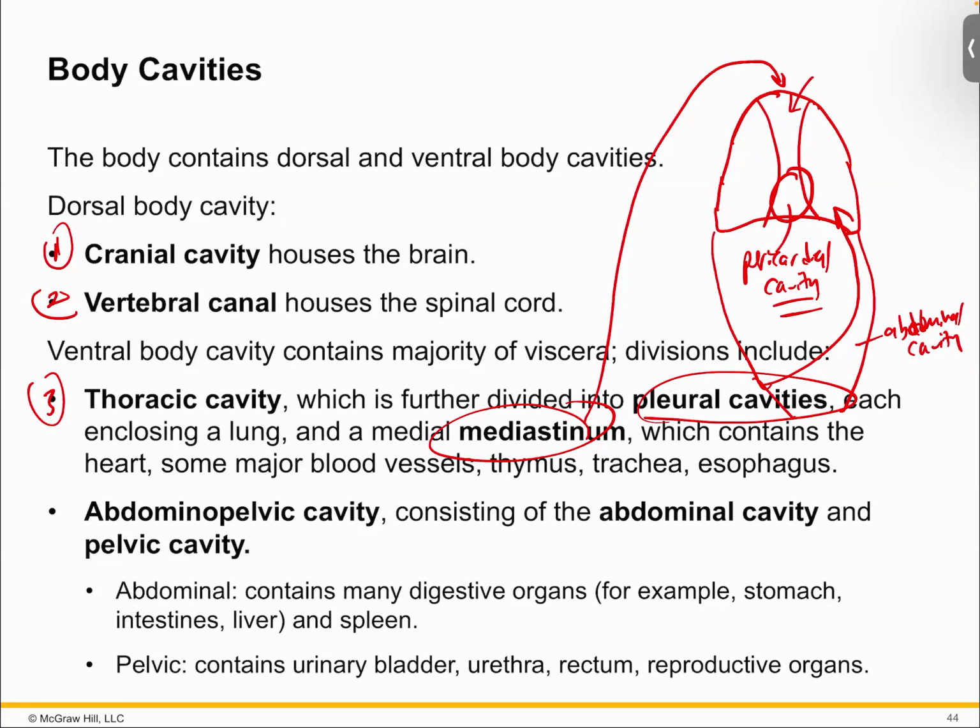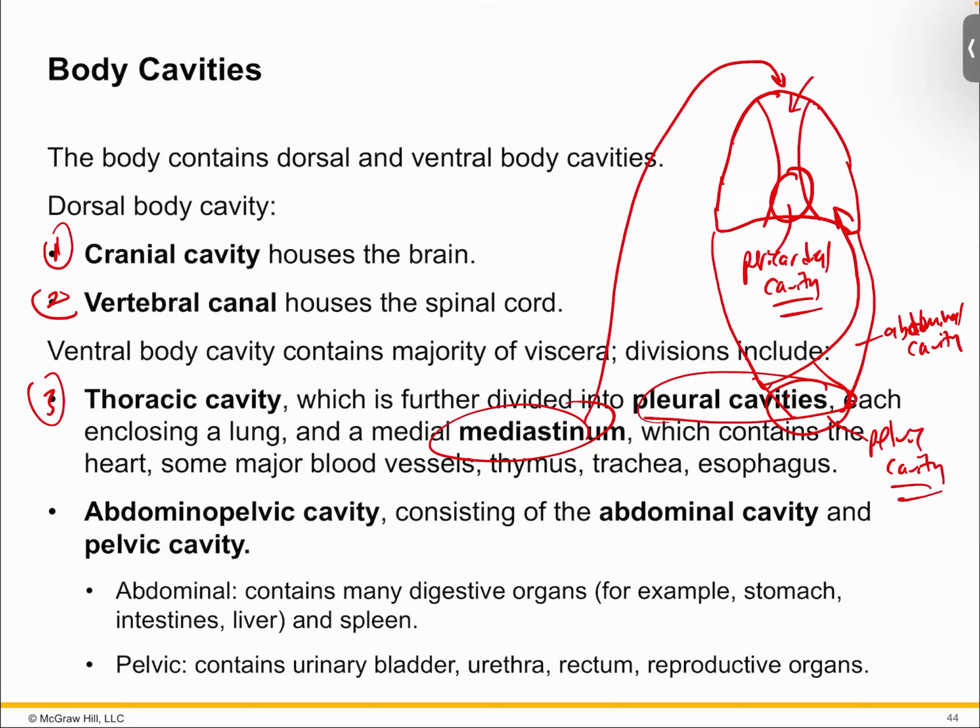So this houses your intestines, your stomach, and so forth. And then at the very bottom of your abdominal cavity is going to be your pelvic cavity. Your abdominal cavity contains all your digestive organs. Your pelvic cavity is basically where your reproductive organs are. For instance, the lower portions of your digestive tract, like the rectum, your urethra, your bladder, and also the reproductive organs.